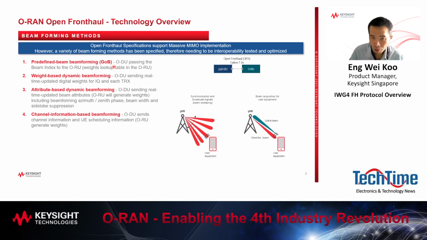So for the grid of beams, right, this is basically a static beamforming scheme. The ODU will pass the beam index to the ORU. It's like, ODU would say, by the way, beam ID 1, this is what you need to do.